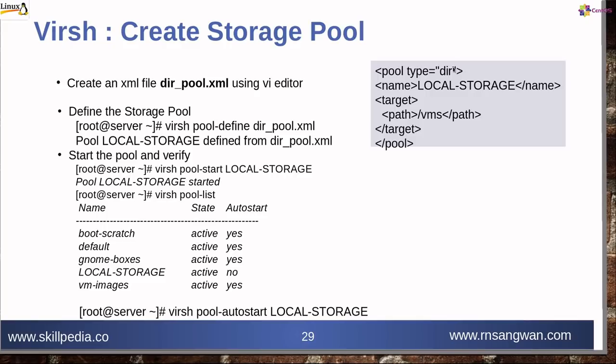So I created this storage pool XML file, and then I used this command virsh pool define with the directory and the XML file name, and we got this message, pool storage local storage defined from dir pool.xml. Then I started my pool and I got the pool list. And if I want to automatically start that, I can use the command virsh pool autostart and the pool name. That will automatically start the pool.